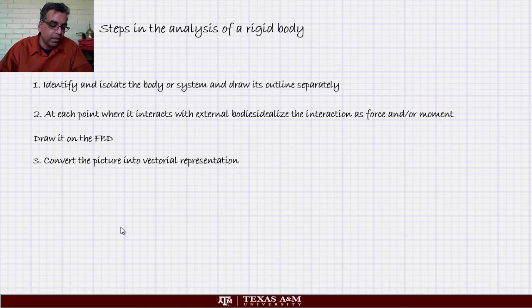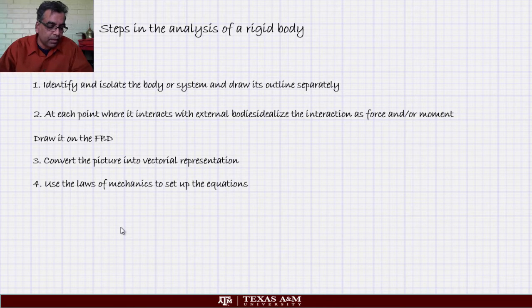Okay, convert the picture into a vectorial representation. This is where you have to use a combination of your trigonometric and vector algebra skills. Use the laws of mechanics to set up the equations. This is very straightforward. This is, in our case, fairly simple because we are going to do only statics, which means that sum of all the forces and sum of all the torques must be equal to 0 for every rigid body. So this is something that we will think about a little bit as we go along.